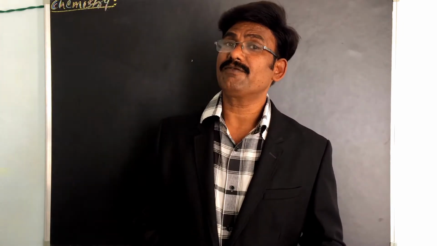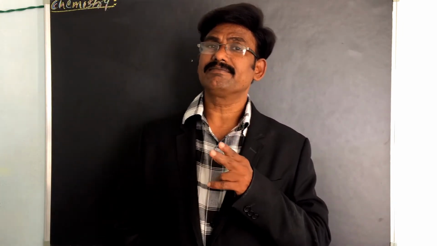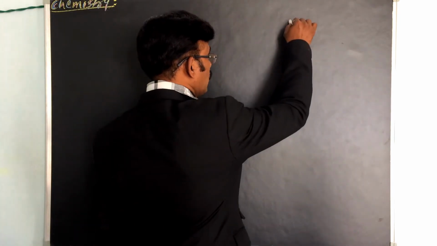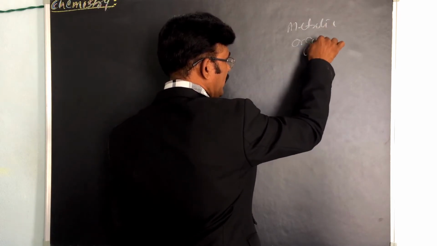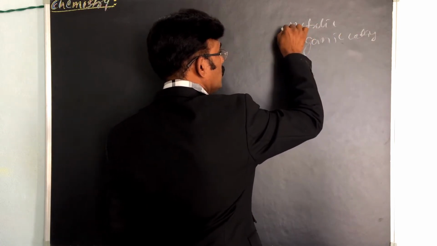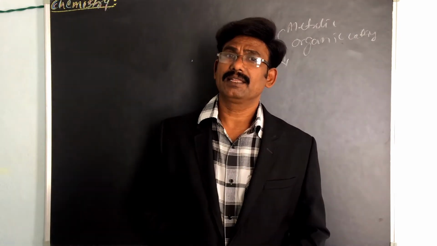In the last video, what have we discussed? We have discussed surface coatings. Surface coatings are mainly divided into two types: metallic coating and organic coating. That we completed in yesterday's class.